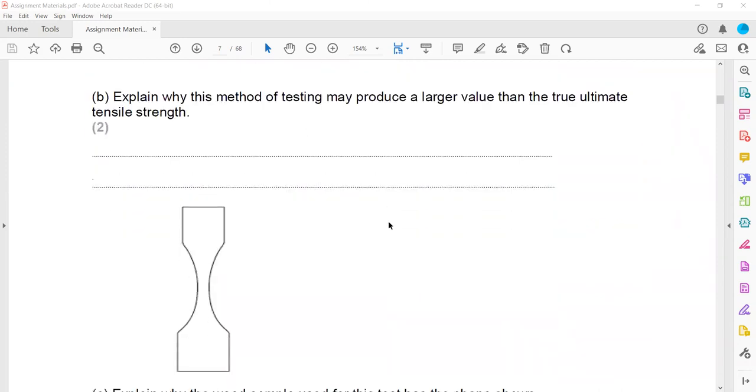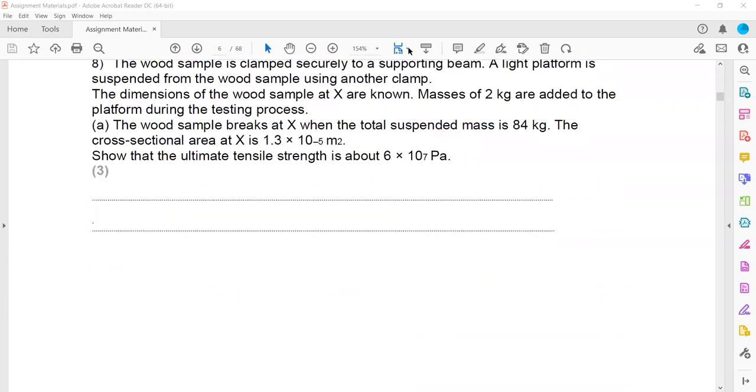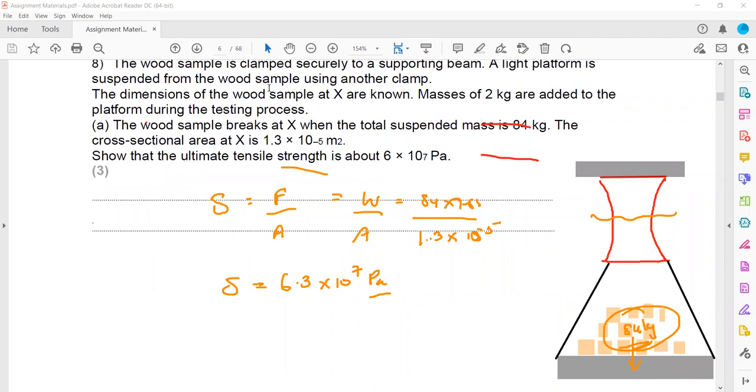The next question: explain why this method of testing may produce a larger value than the true ultimate tensile strength. Look what they are saying. In practice, we worked out the ultimate tensile strength, the maximum stress which can break this object, as about 6.3 exponent 7. But we are saying this is an overestimated value. Practically, it may have an ultimate tensile strength less than the value which we calculated. So what is the reason why our value is an overestimation?